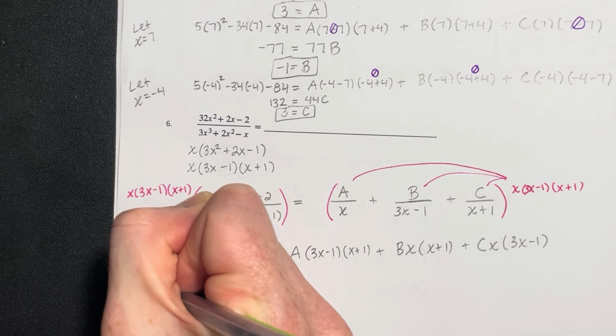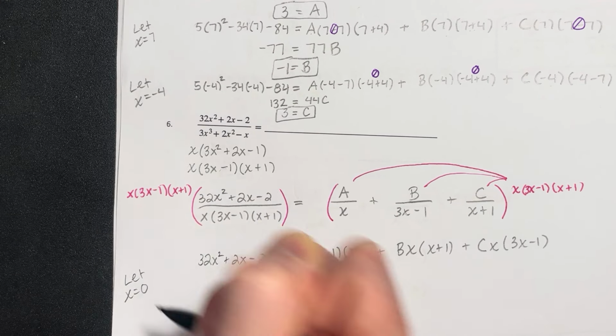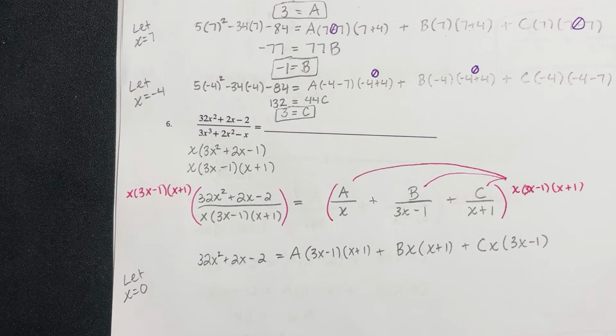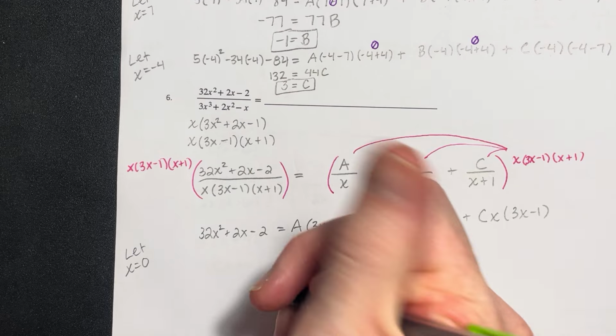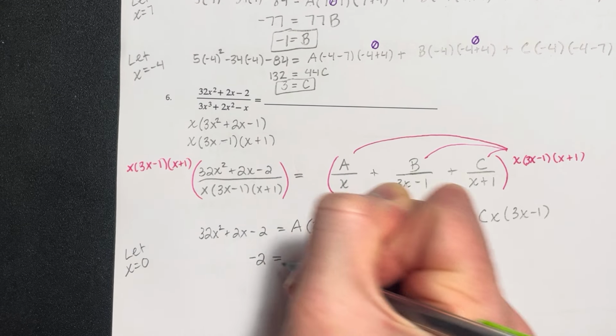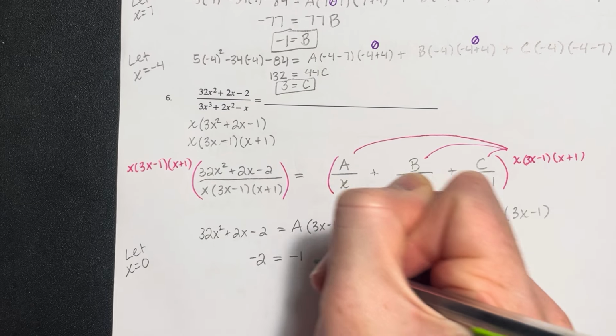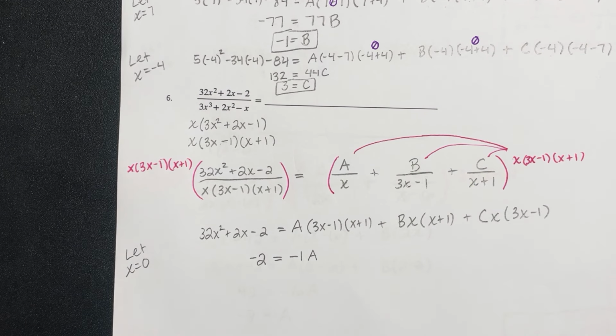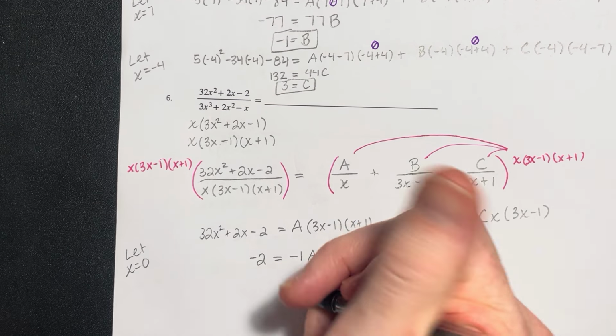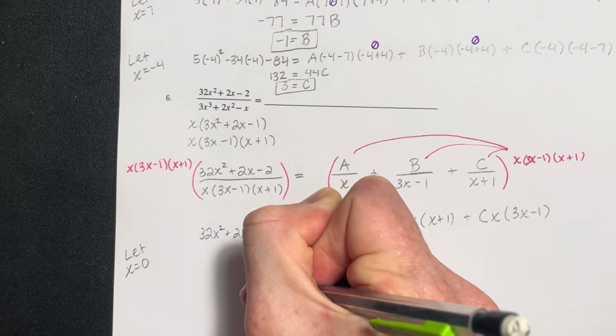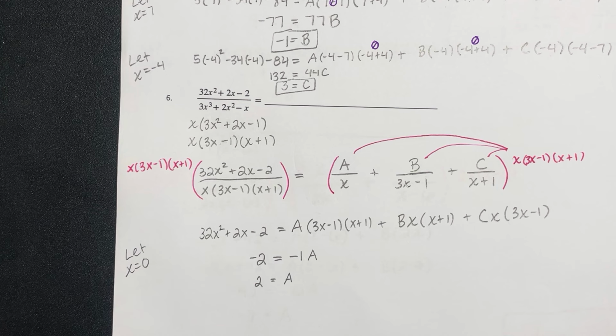I'm going to use the critical value method, so I'm going to let x equal 0 for the first one. If we do that, you should end up with negative 2 is equal to negative 1a. In that case, a is equal to positive 2 if you divide by negative 1.